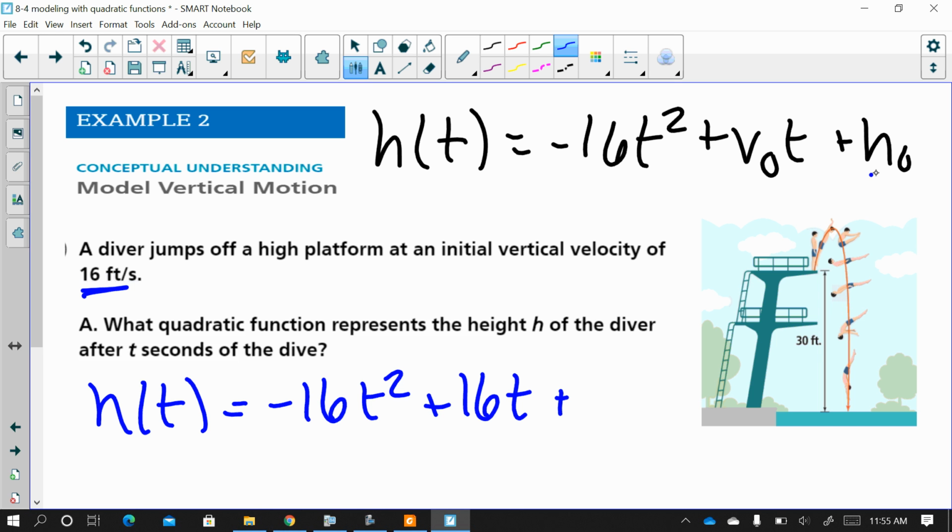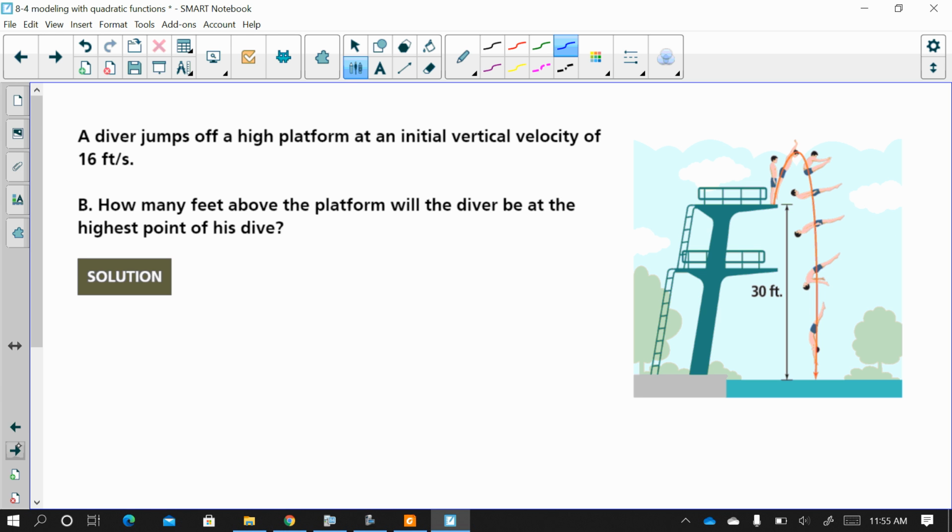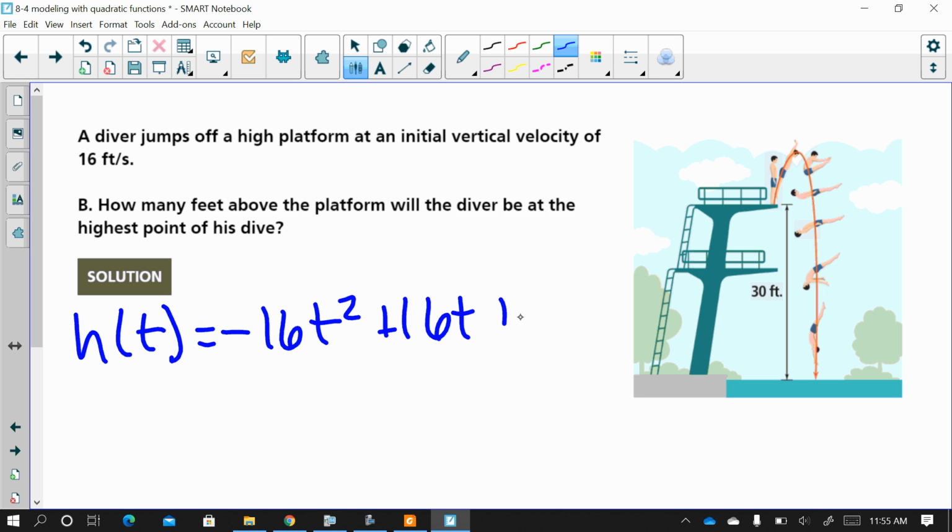h naught's the initial height. Well, how high is the diver? Well, it tells us right here. His initial height is 30 feet. So there is your quadratic. Right, so the diver jumps off. Okay, we're still using that same formula. So h of t is equal to negative 16t squared plus 16t plus 30.